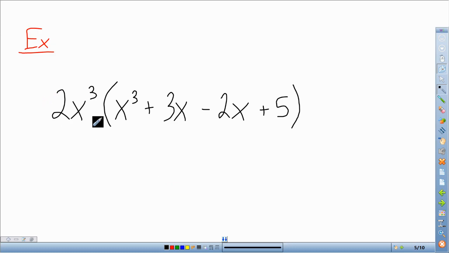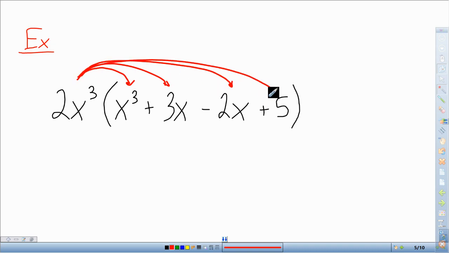Okay, moving on. Let's multiply a monomial by a polynomial that has 4 terms. Go ahead and get this. Okay, so same idea, just more work. It looks like we have 4 terms in here that all need to be multiplied by the 2x to the power of 3. So 2 times this invisible 1 is a 2. X cubed times x cubed gives me x to the power of 6. Okay, 2 times 3 is 6. X cubed times x is x to the power of 4.